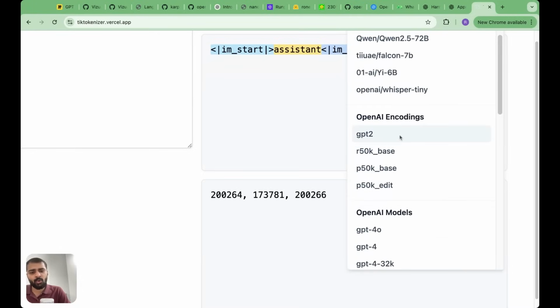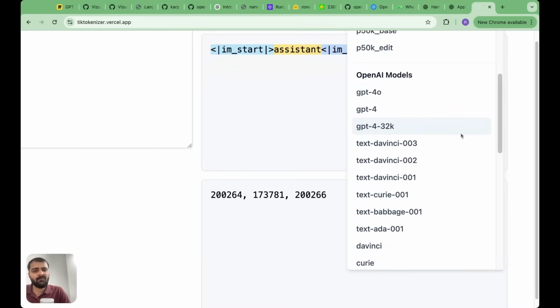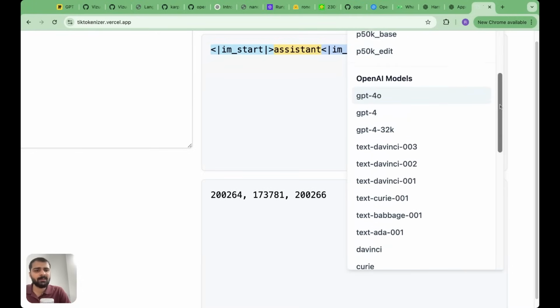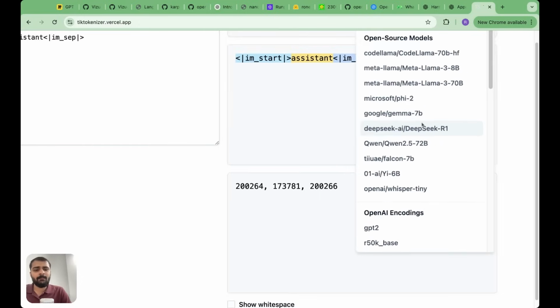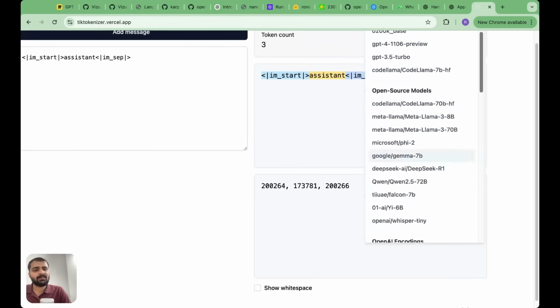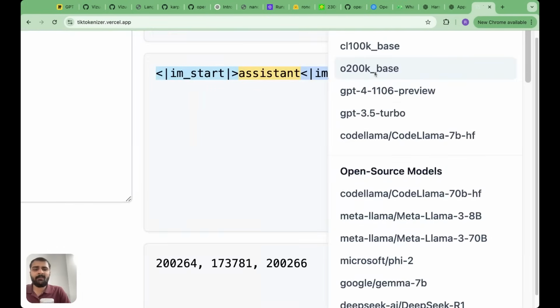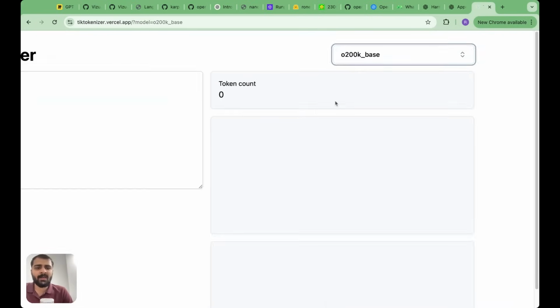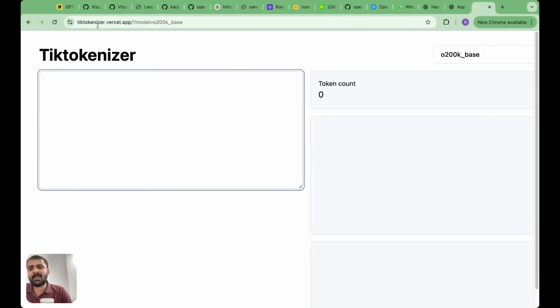Yes, this is the GPT-2 tokenizer. We also have the GPT-4 tokenizer, the 4o tokenizer, and let's see what else. This o200k_base. So this is what GPT-OSS started with. They augmented it later with something called Harmony. So let's see actually. You click on o200k_base and then let's just type something over here.